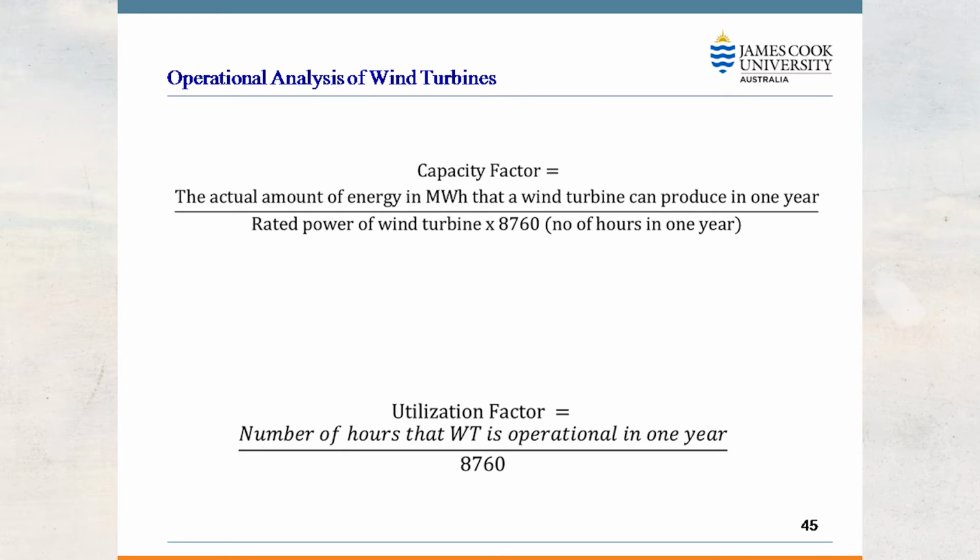On utilization factor, it says how many hours in 1 year. Utilization factor is the percentage of time that the wind turbine is operational. I said there are wind speeds below the cut-in wind speed and above the cut-off wind speed, when the wind turbine is not operational, not working. So by using this formula, this mathematical model, we can determine how many hours in 1 year the wind turbine is working and positively generating power.